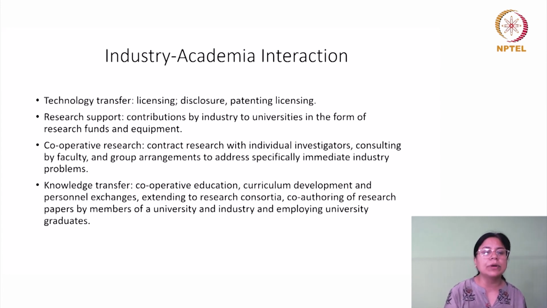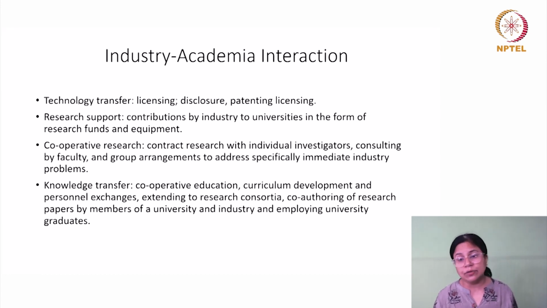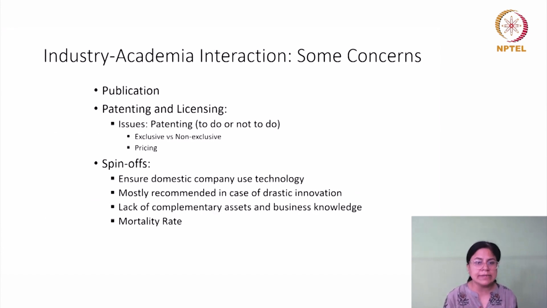So that kind of cooperative research, contract research with individual investigators, consultancy, and group arrangements will address the specific needs of the industry. Apart from that, there could be knowledge transfer, cooperative education, curriculum development, personnel exchange, extending to research consortia, co-authoring research papers, and employing university graduates. So those knowledge transfer interactions also exist. Publication, patenting and licensing, and spin-offs are various cases where you see interaction of industry and academia, and there are clearly different concerns.